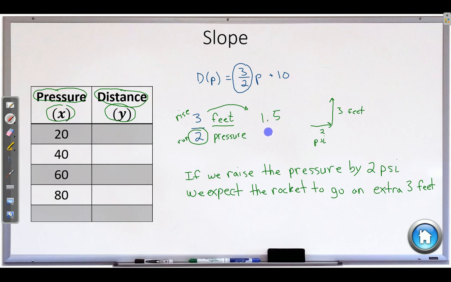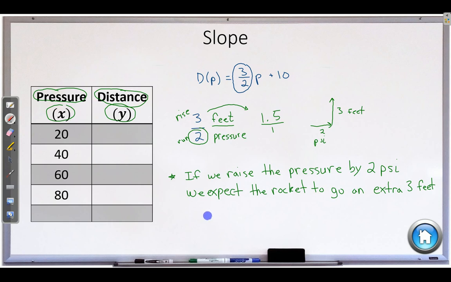Well, what do you do with a slope if it's not a fraction? You would always put a 1 under it. And so it's a slightly simplified version. If we raise the pressure by 1, we expect the rocket to go 1.5 feet farther, which hopefully you can see is the same as this statement here.